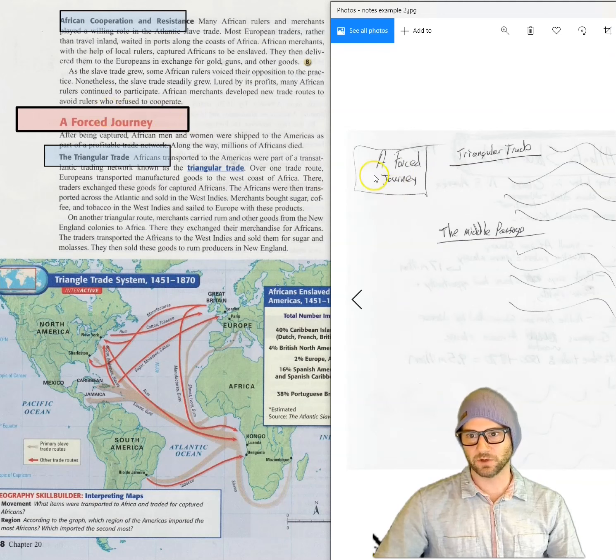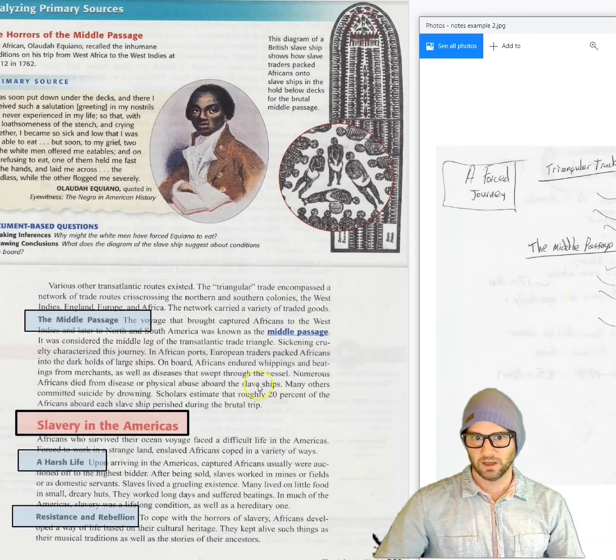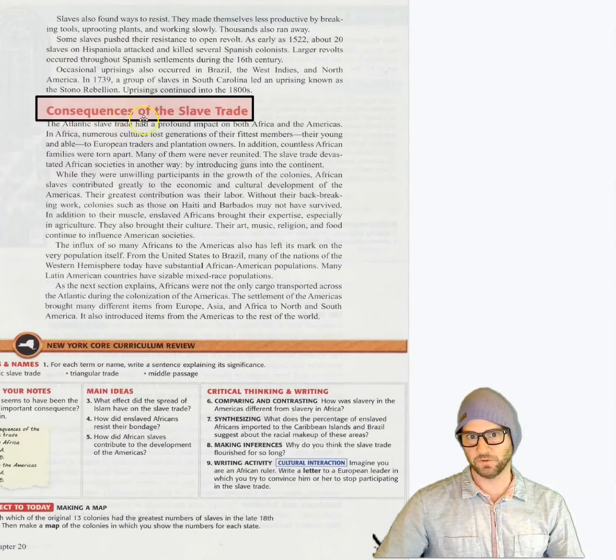So then we get a forced journey with a subtopic of triangular trade. Take those notes. And then a subtopic of the middle passage. And then you're going to go to a new topic, slavery in America, with a subtopic, a harsh life, resistance and rebellion, and then you're going to finish up with consequences of the slave trade.